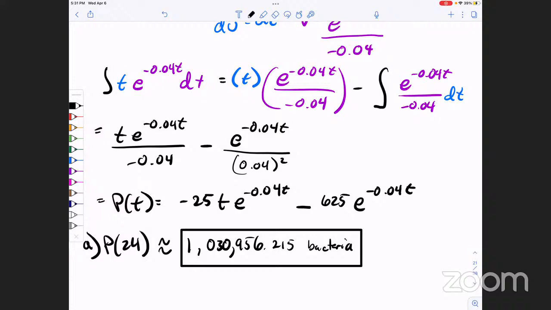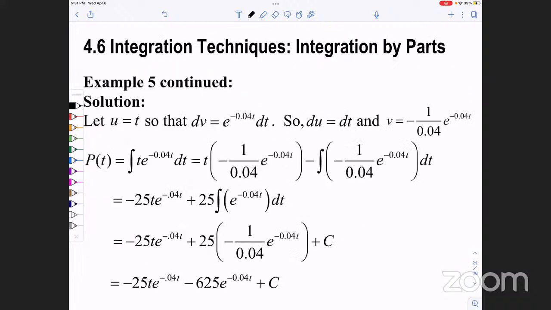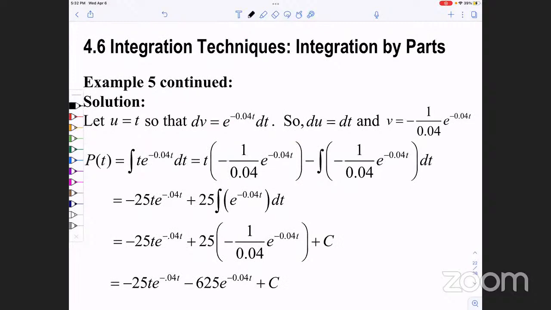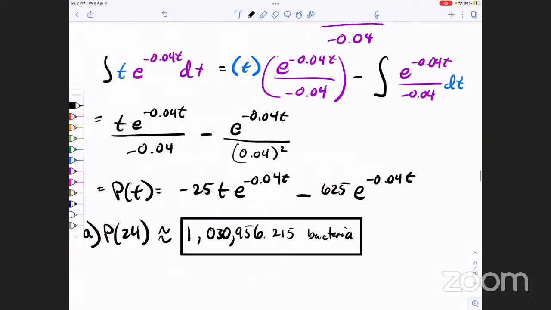All right. So after 24 hours, we get about 1 million bacteria remain. Okay, so we cleaned that up. We confirmed those numbers. We got the same thing. Define C. Oh man, I totally did forget about C. Man, I am off. And did we at least write C? We forgot to write C and everything.